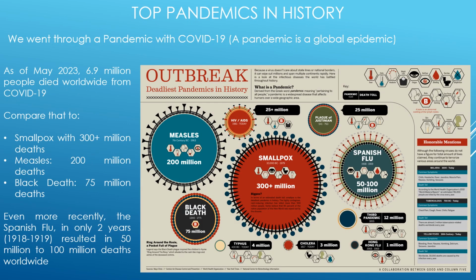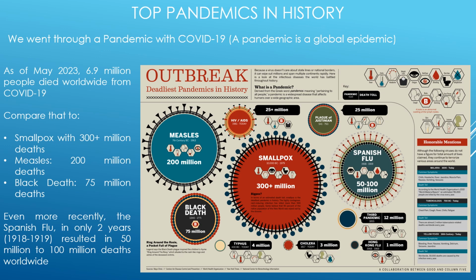We just went through a pandemic with COVID-19, and again, a pandemic is a global epidemic. But when we look at history, we know why epidemiology is so important. Now, 6.9 million people died from COVID throughout the world as of May 2023. Well, let's compare this to some other pandemics we've had throughout history. Smallpox, which we have eradicated in the last 40 years, killed 300 million people or more.